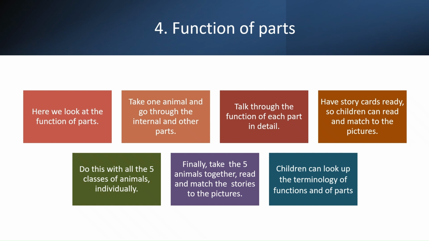The 4th presentation is about function of parts. Here we look at functions. So we take one animal and go through the internal and other parts. Talk through the function of each part in detail. Have story cards ready so children can read and match to the pictures. Do this with all the 5 classes of animals individually. Finally, take the 5 animals together, read and match the stories to the pictures. Children can look up the terminology of functions and of parts.